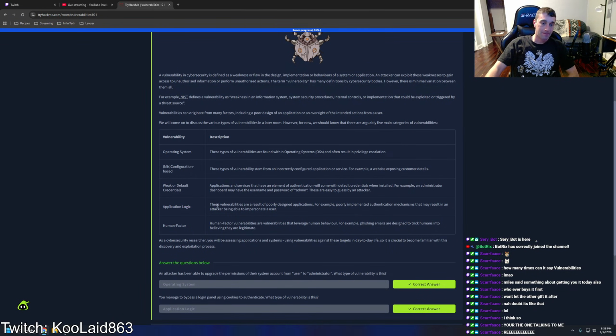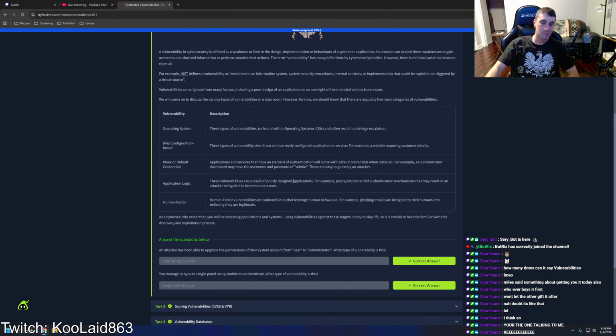Application logic: these vulnerabilities are a result of poorly designed applications. For example, poorly implemented authentication mechanisms that may result in an attacker being able to impersonate a user. Human factor vulnerabilities are vulnerabilities that leverage human behavior. For example, phishing emails are designed to trick humans into believing they are legitimate.